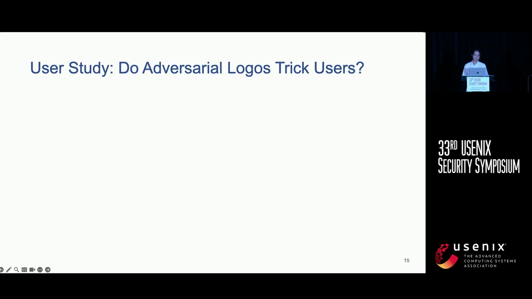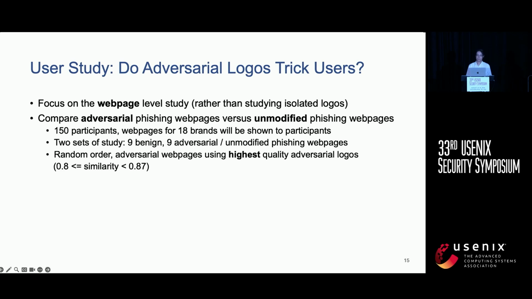In the previous evaluation, we proved that we can generate adversarial logos that bypass phishing detectors effectively. But how good are they at deceiving users? We did a user study by focusing on the web page level for phishing detection. We'd like to compare users' perceptions recognizing adversarial phishing versus unmodified phishing web pages. We recruited 150 participants, and the web pages for all 18 brands were shown to them.